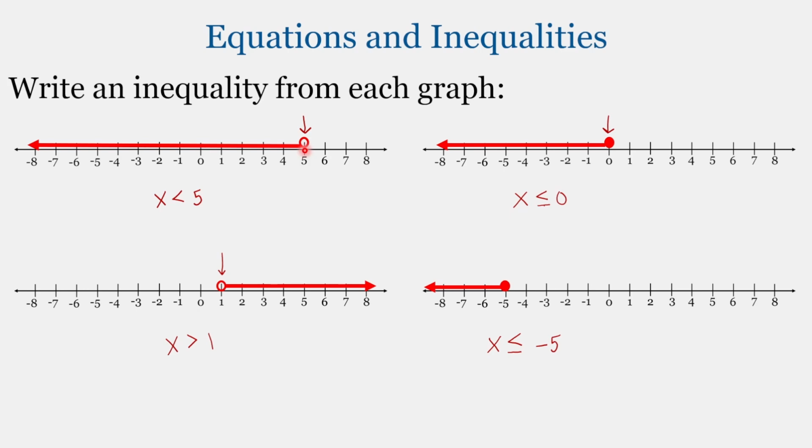If it's an open circle, that means the number is not included, so a strict inequality, and we'll use the less than or greater than sign. And if it's a closed circle, the number is included, so it's a non-strict inequality, and we'd use the less than or equal to or greater than or equal to.